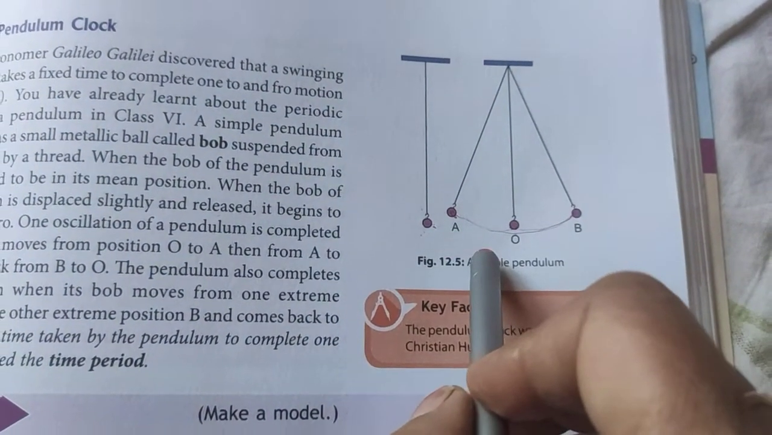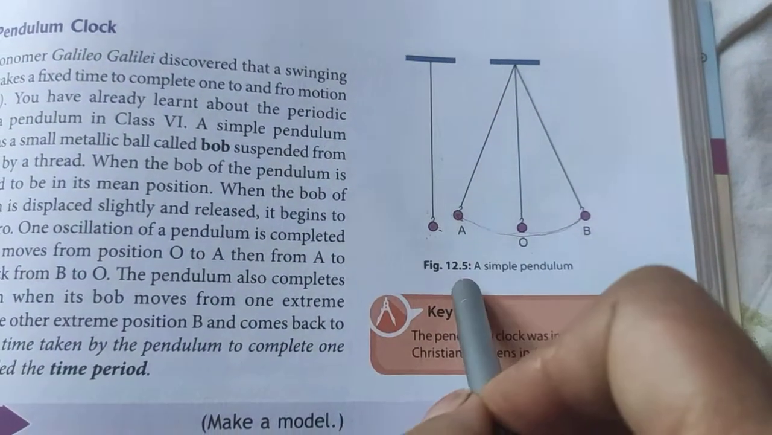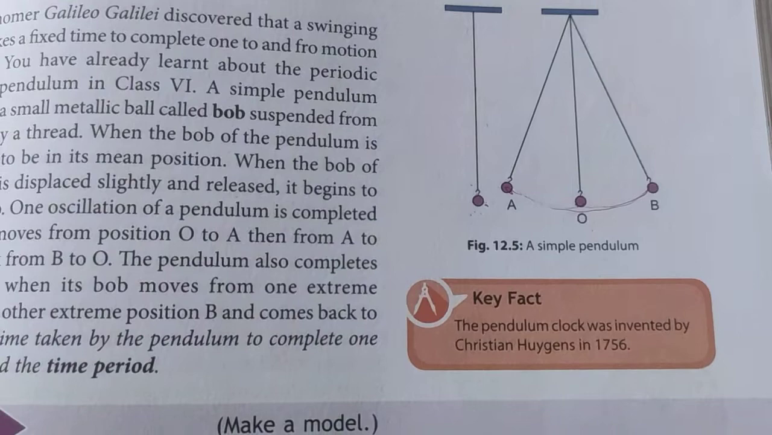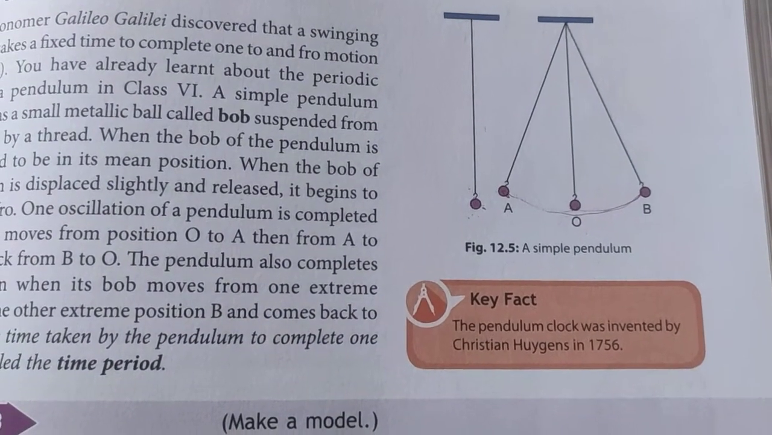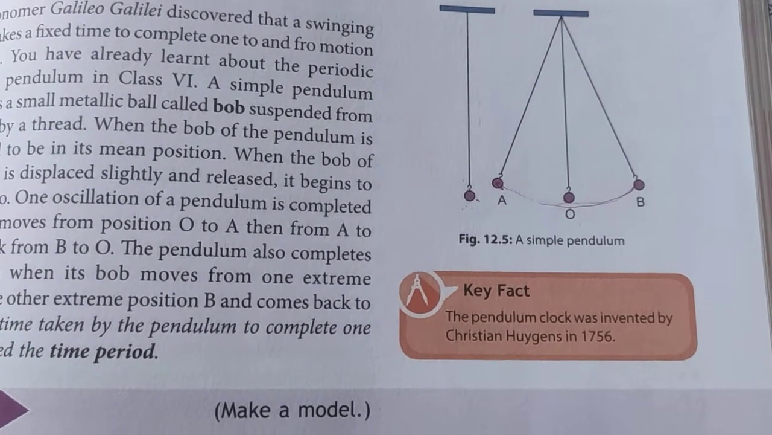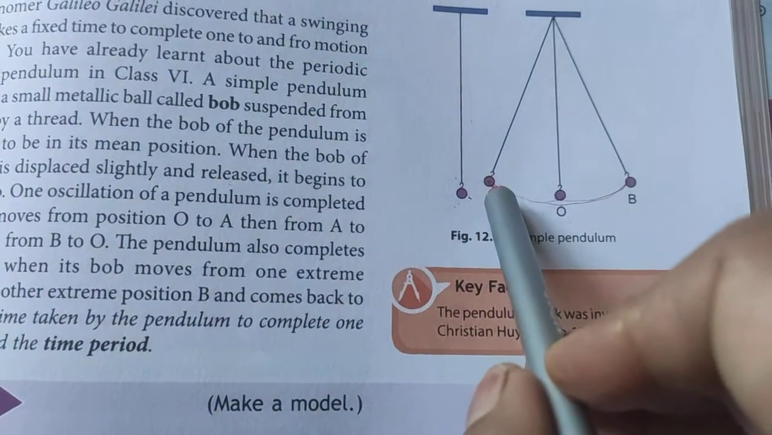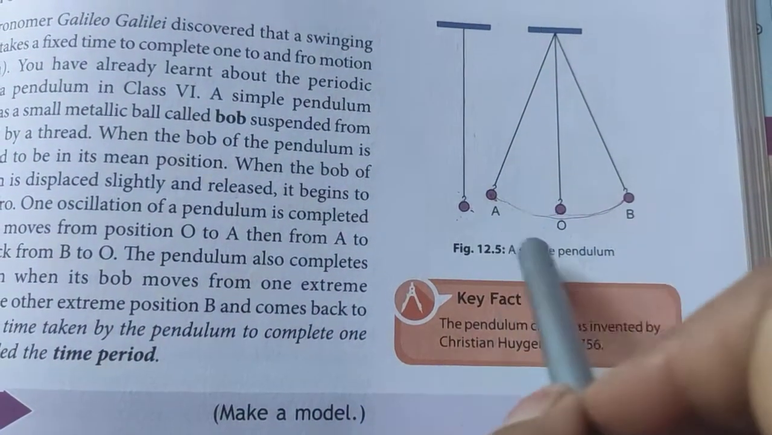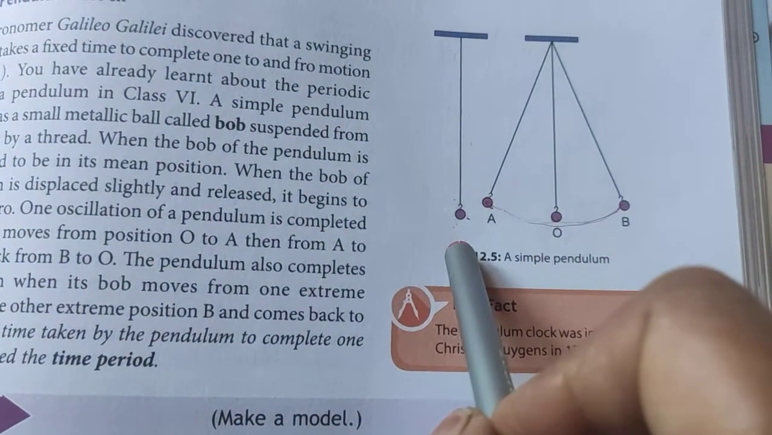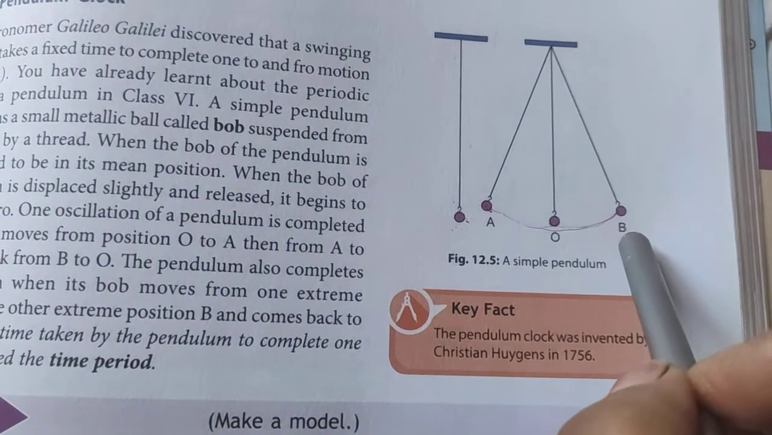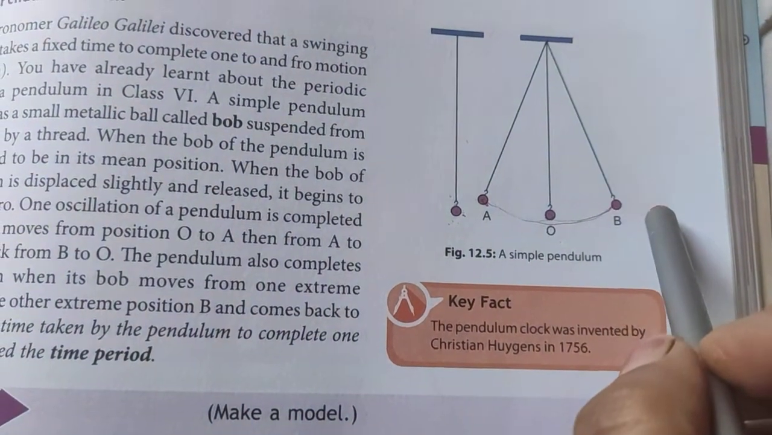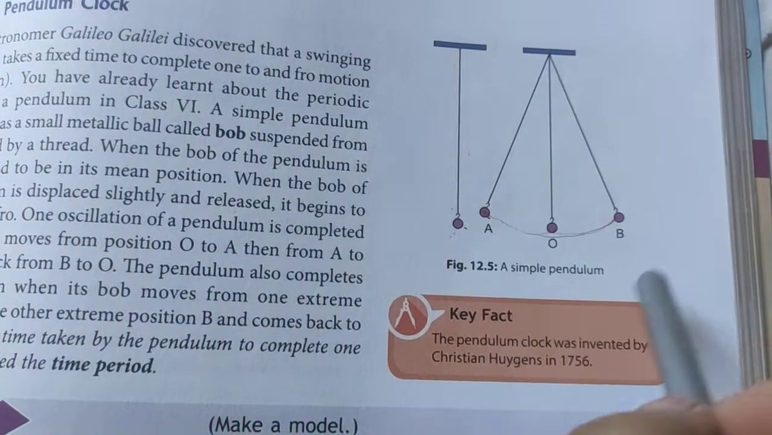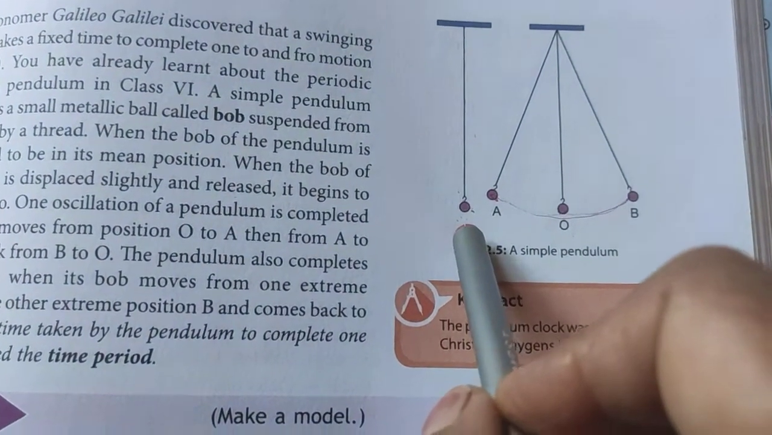And the time taken to complete one oscillation is known as the time period. So I hope you have understood what oscillation is and what the time period is. Again, the time period is the time taken by the pendulum to complete one oscillation. And one oscillation is the path covered by the pendulum when it moves from the starting point and again comes back to the starting point.